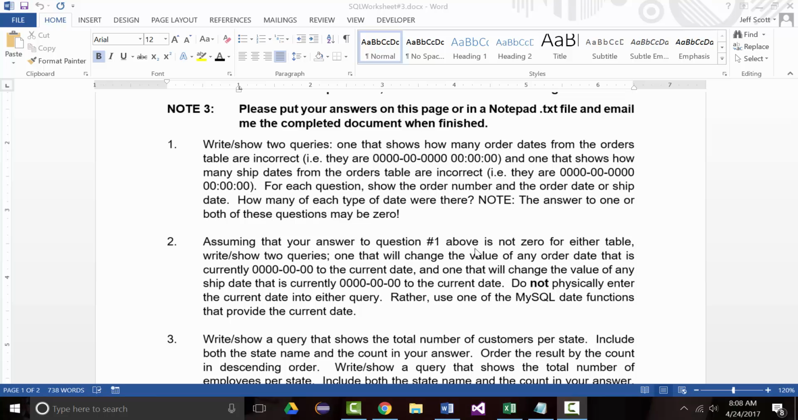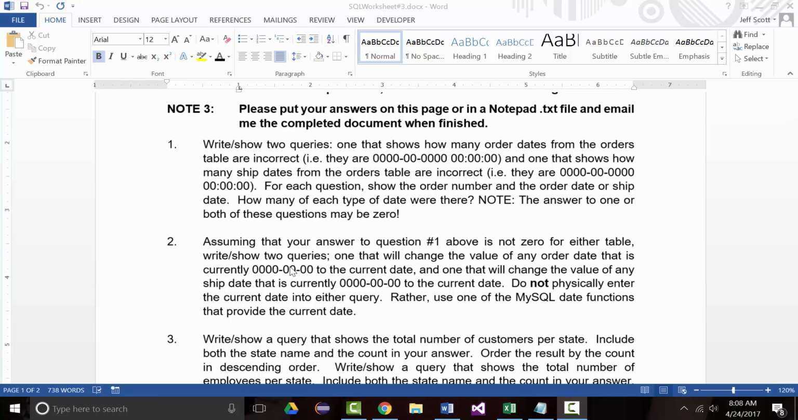First, there are a couple records in here where I screwed up, and the date is set up to 000-00-0000. It's in one of those, either in the ship dates or the order dates in the orders table. So what I want you to do is run queries and tell me how many there are. The answer to one of them is going to be 0.